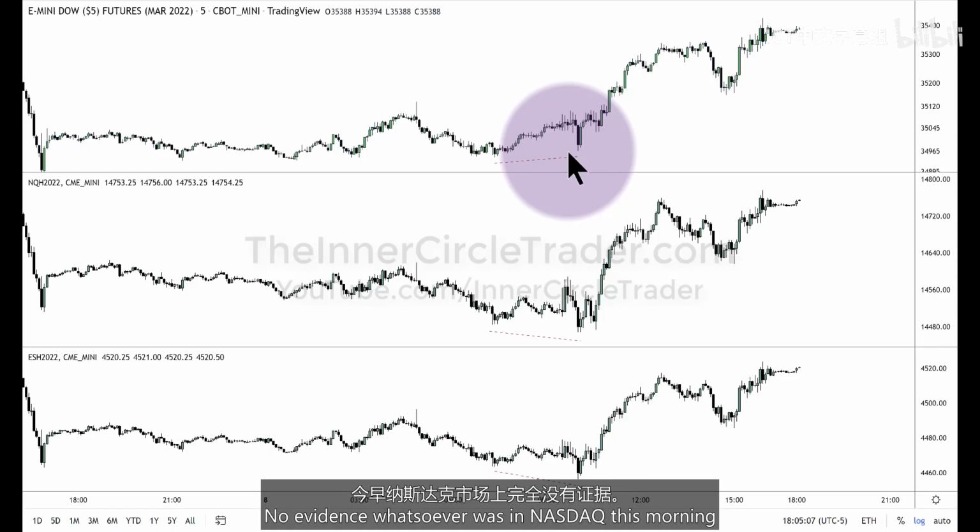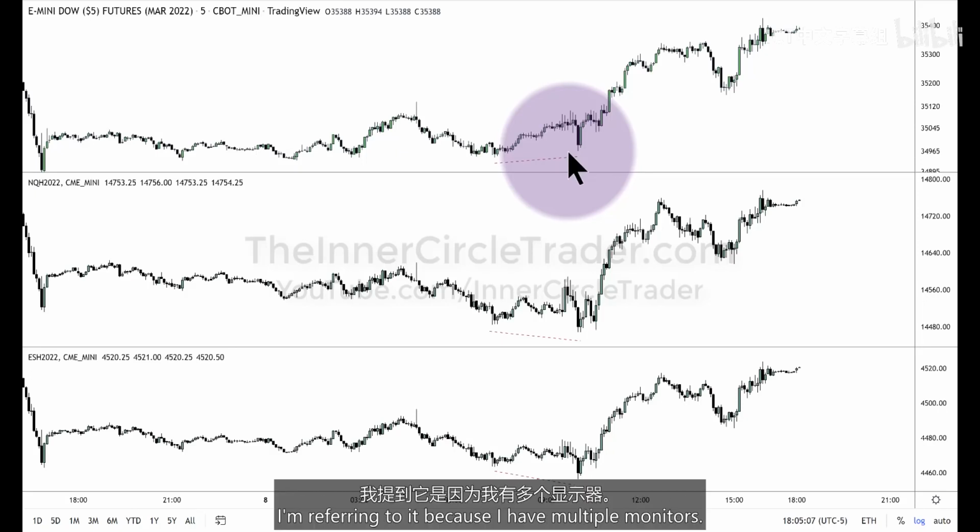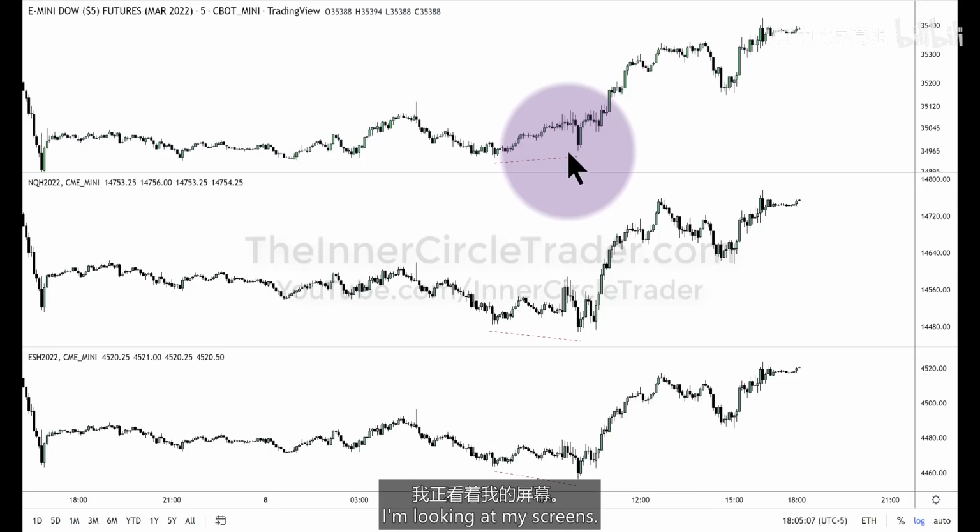No evidence whatsoever was in NASDAQ this morning with what I'm teaching you. But it was, listen, it was in the S&P. And no, I don't trade the Dow, but I utilize it like an indicator. It's not plastered all over my chart. I'm referring to it because I have multiple monitors. I'm looking at my screens.